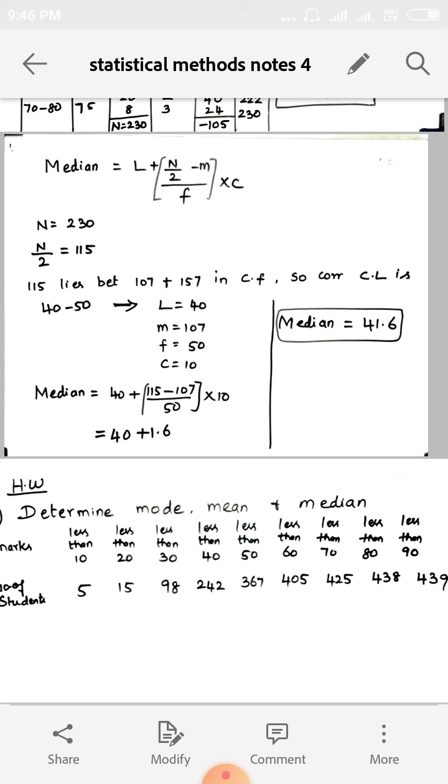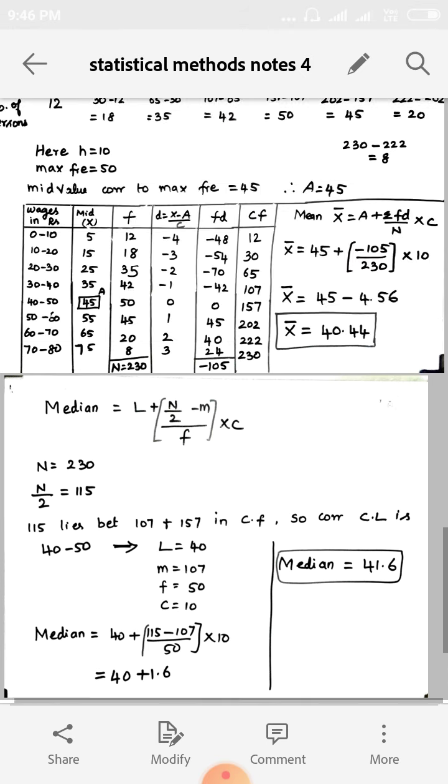In the less than type, the number of students is nothing but cumulative frequency. From that cumulative frequency, first we have to find the frequency. How can we find the frequency? The first term is 5. The next term is 15 minus 5. The next term is 98 minus 15. The next is 242 minus 98. Like that, 367 minus 242, 405 minus 367. By subtracting the terms like this, we get the frequency. After that, we have to find mean, median and mode.